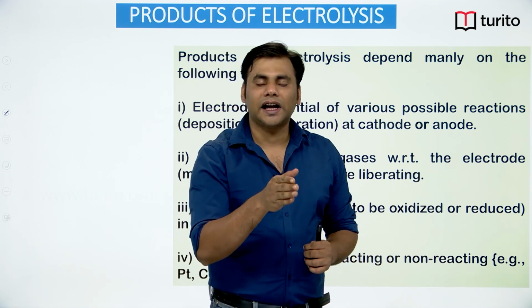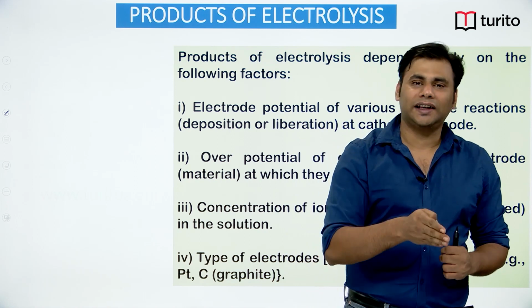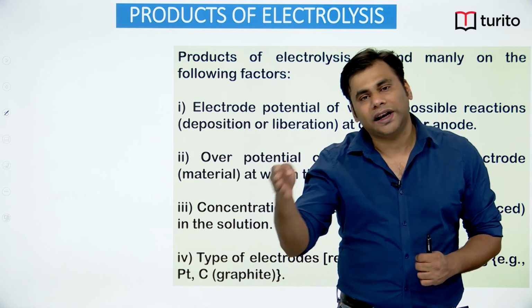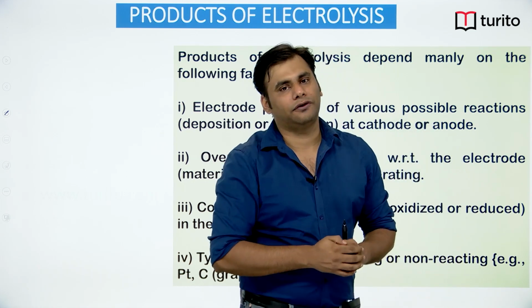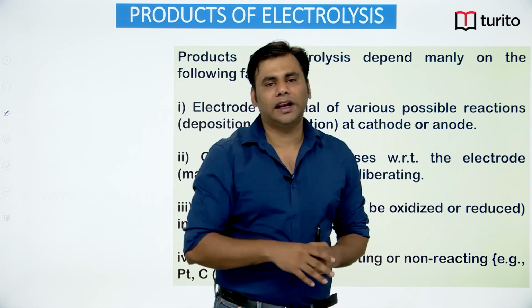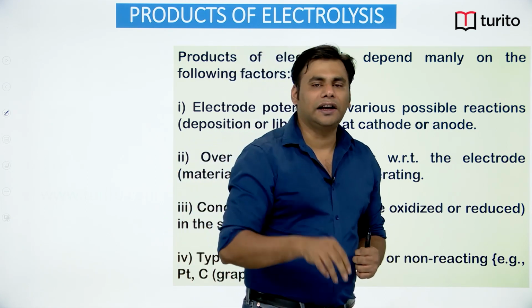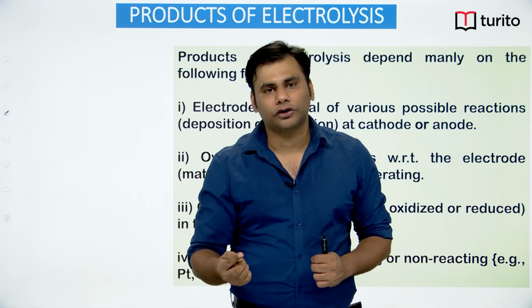The cation that has more positive reduction potential or less negative reduction potential has more tendency to get reduced. So that ion would be reduced first. Similarly, at the anode half, or the anodic electrode, there are two anions that are competing to get oxidized. Out of these two, only one will be oxidized.